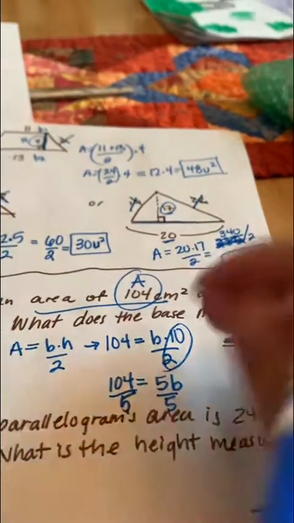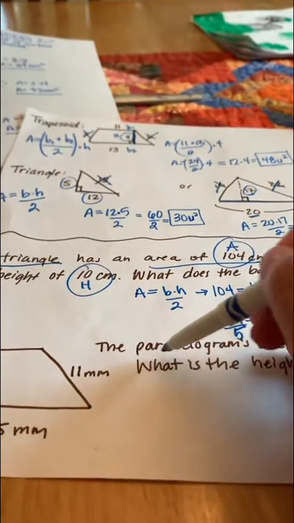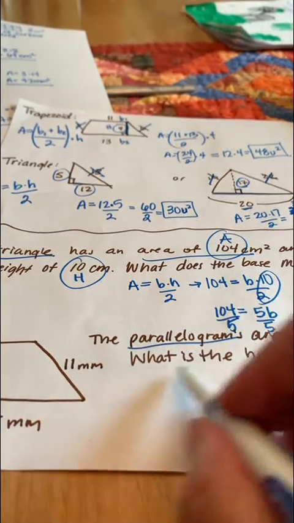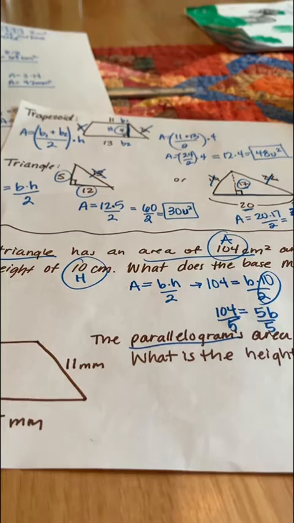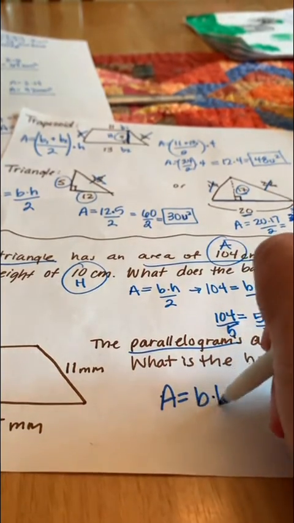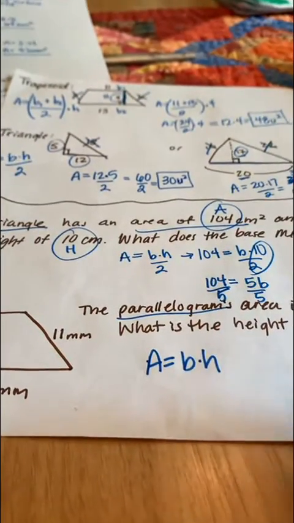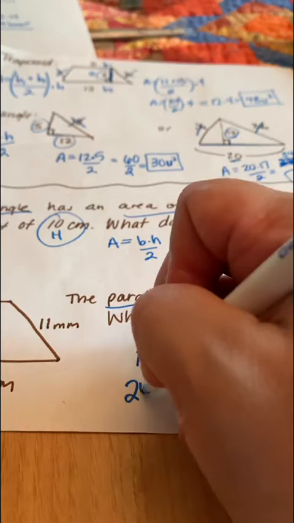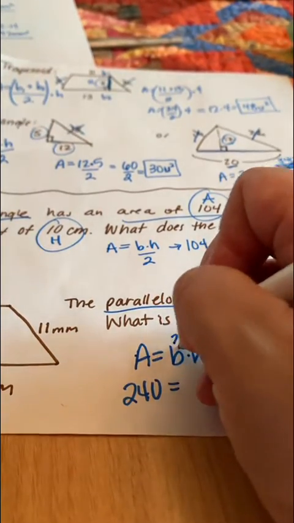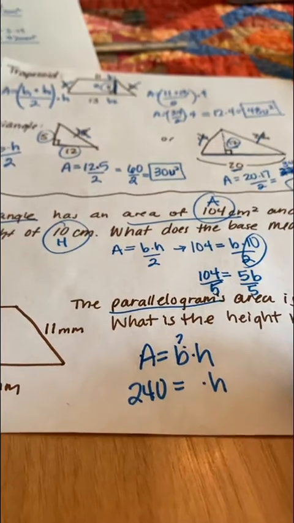Now, same thing again in this last one. I have a parallelogram. The area is 240. That's my A. What is the height measurement? Well, wait a sec. The area of a parallelogram is base times height because I'm getting it from my other information sheet. I know my A is 240, and I'm trying to figure out my height, but I need to look at the picture and figure out my base.